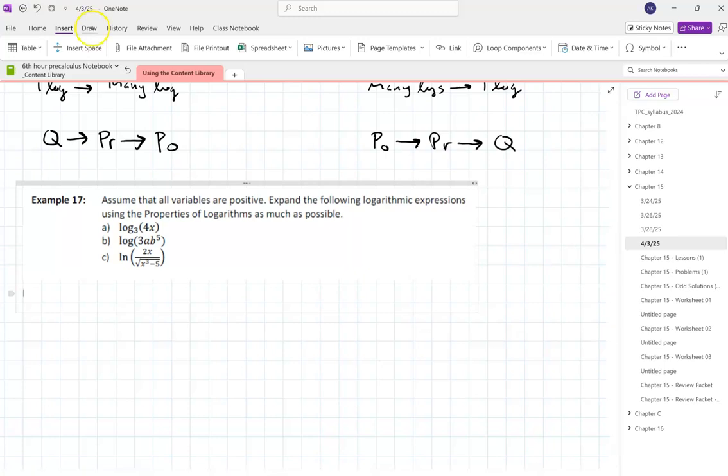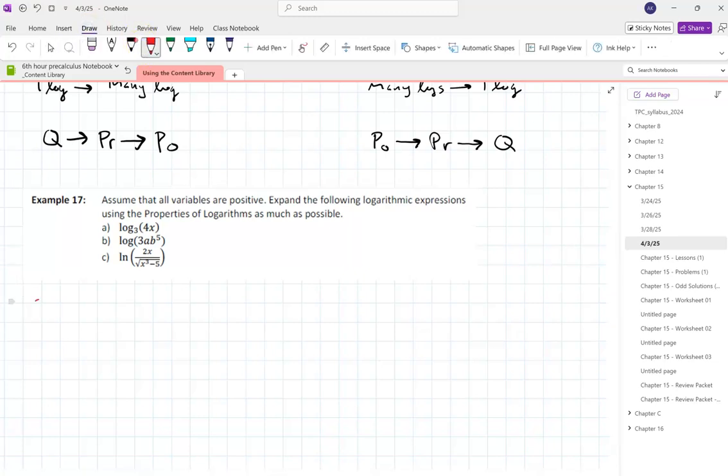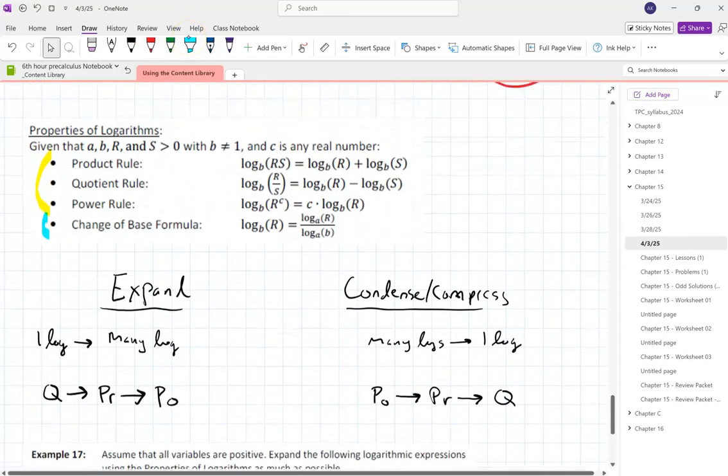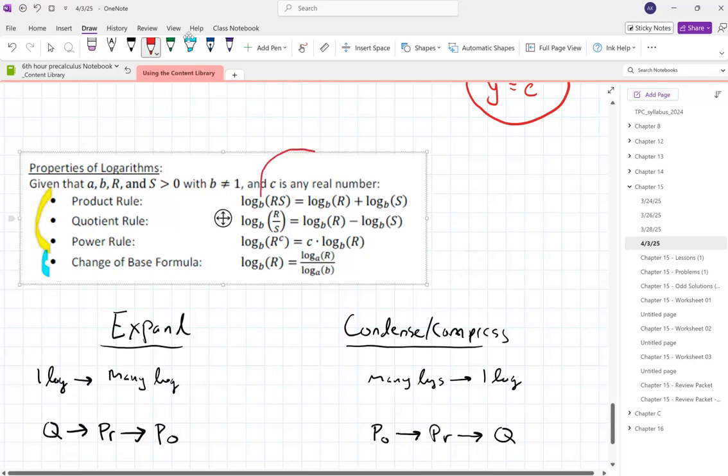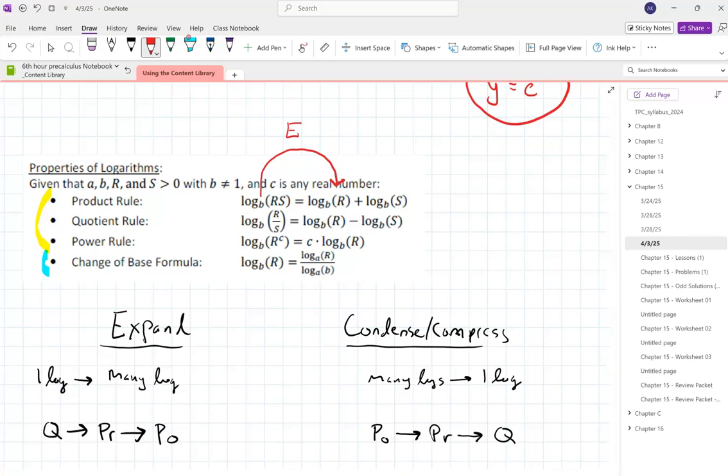So the directions here are expand. So we have log base 3 of 4x. When I look at my properties for logarithms, when I'm expanding, I'm going to be looking for things on the left-hand side and rewriting them with the right-hand side. When I'm condensing, I'm going to be doing the opposite. I'm going to be looking for something like the right-hand side and trying to turn it into the left-hand side. Everybody's okay there?